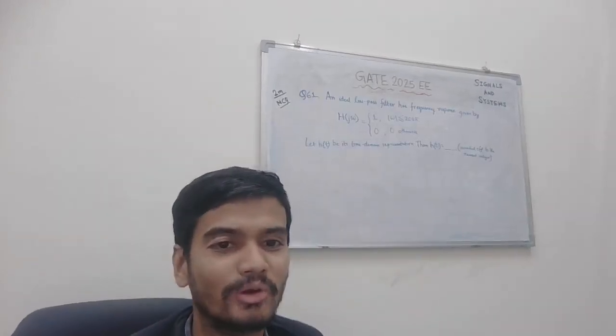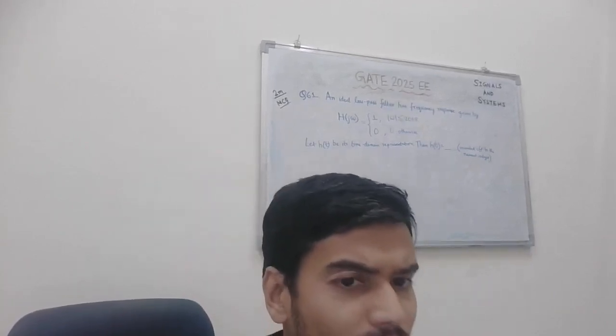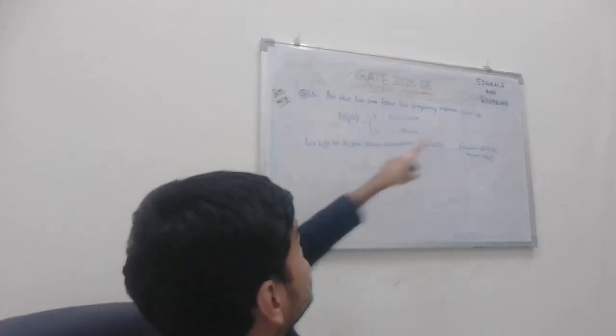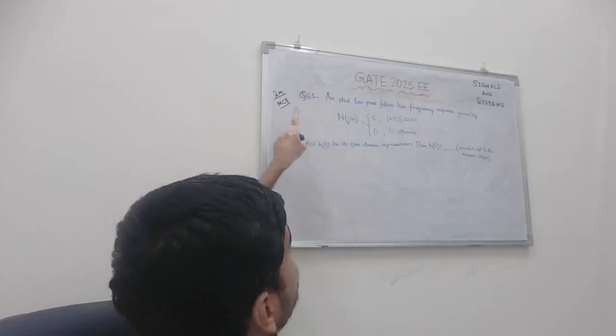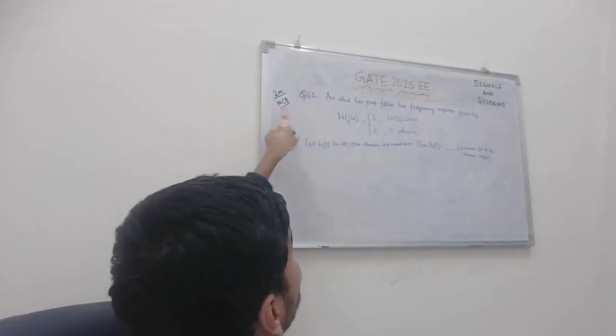Hello viewers. So moving to the next question and the last one in this, of GATE 2025 electrical engineering solutions from the subject signals and systems. Let's cover the solution details. Solution, question number 61. This is 2 marks.